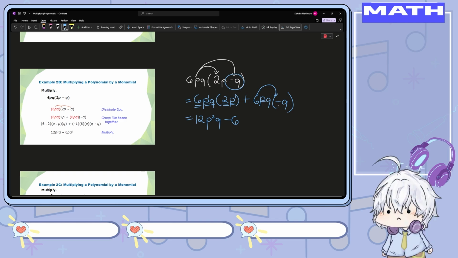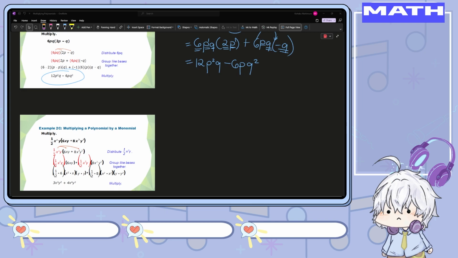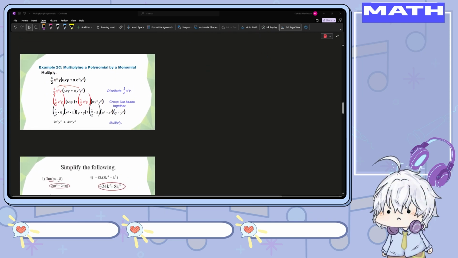We have nothing similar to p here, so we just copy p. But q is similar with q, so q times q is q squared. Thus, the final answer is 12p squared q minus 6pq squared. And with that, let's confirm. If you want to answer this on your own, I will leave this to your discretion.